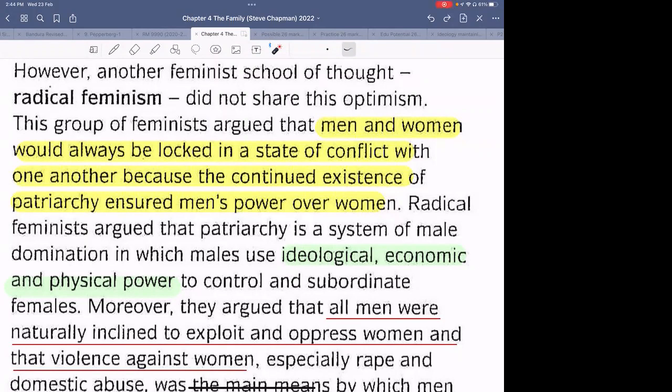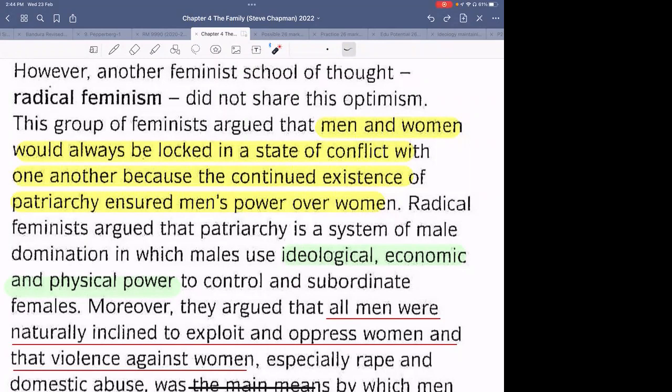So according to radical feminists, they're against patriarchy. According to them, patriarchy आपके पास इतनी strong है कि आप society के अंदर legal way से changes ला ही नहीं सकते. Are we all getting this?